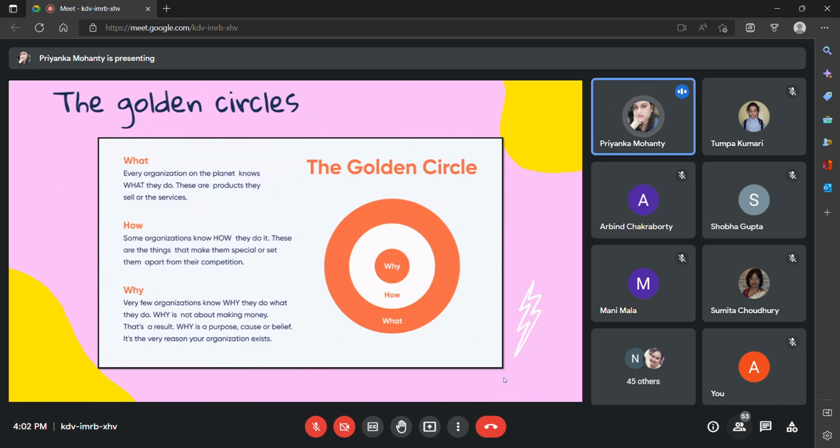The next is the golden circle. In this golden circle, we'll learn about what, how, and why. What? What every organization on the planet knows what they do. These are the products they sell or the services. How? Some organizations know how they do it. These are the things that make them special and set them apart from the competition.